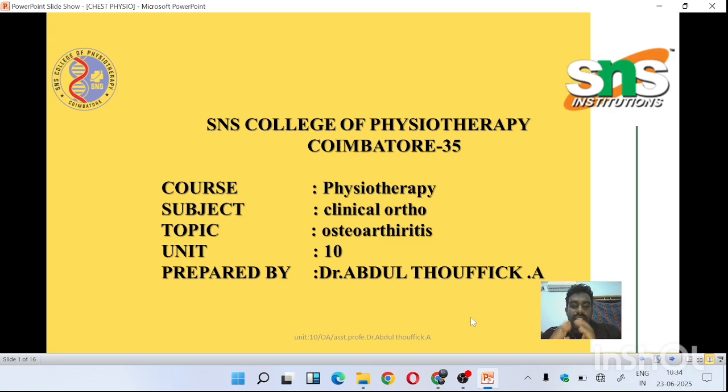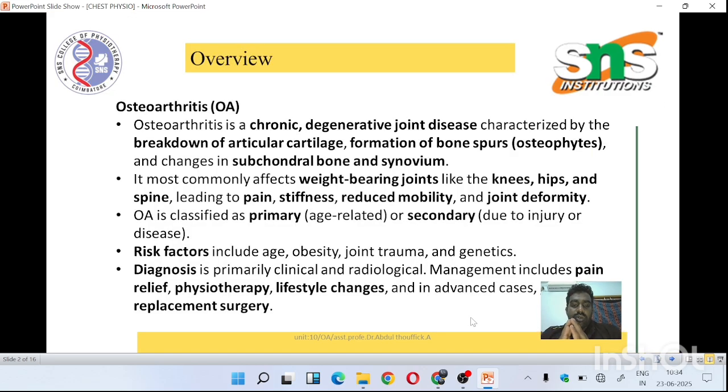Over the next 10 minutes, we'll explore its causes, clinical features, investigations, and management, and everything you need to build a strong clinical understanding. First of all, what is osteoarthritis? Osteoarthritis, or OA, is a chronic degenerative joint disorder that primarily affects the articular cartilage, leading to joint pain, stiffness, and deformities. Unlike inflammatory arthritis, OA is mainly mechanical and degenerative. It commonly affects weight bearing joints like the knees, hip, and spine.